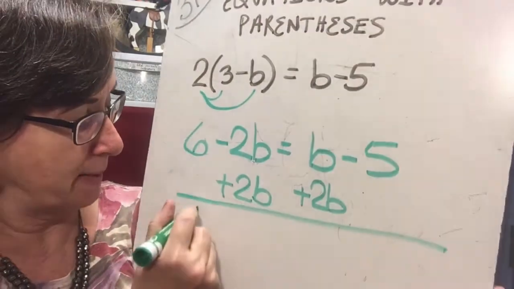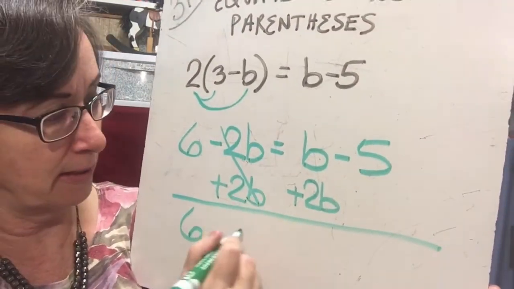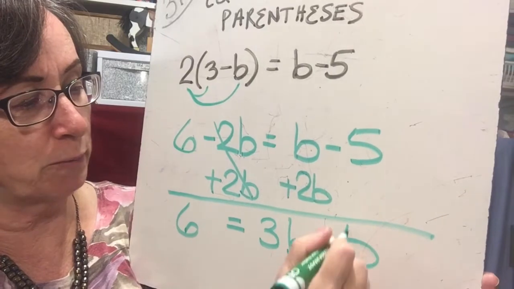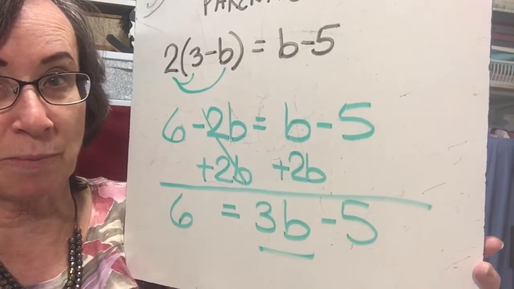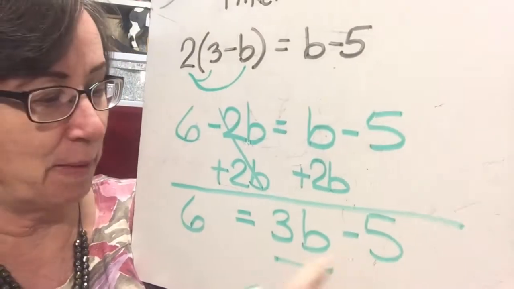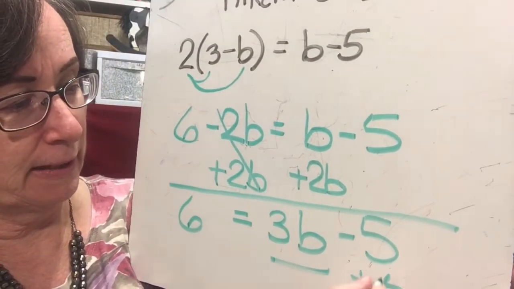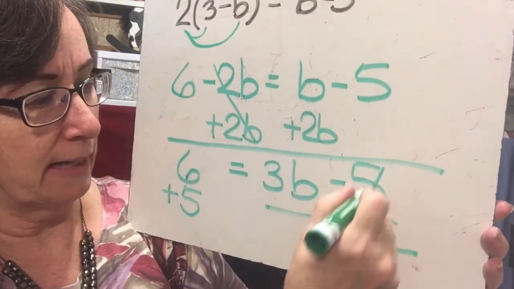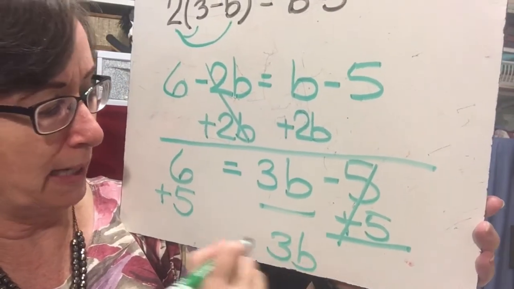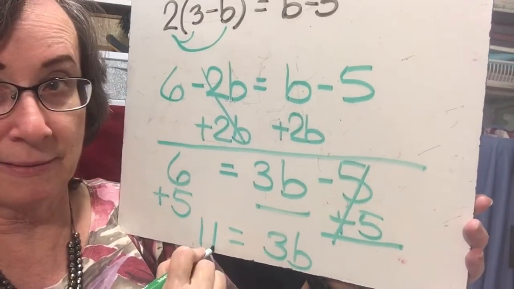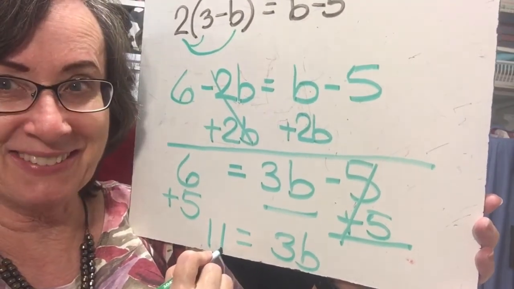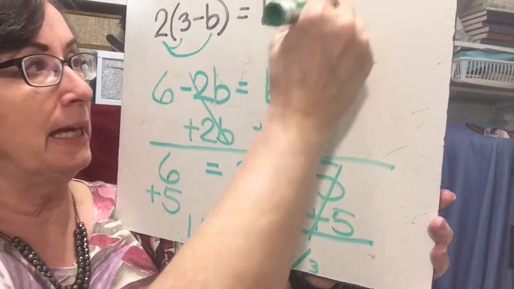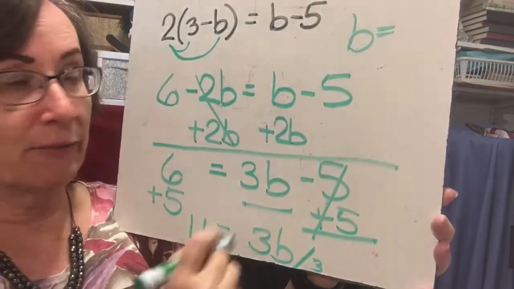So this 6 drops down, this cancels, equals 3b minus 5. Now what we're trying to do is find out what the b is. So we need to get this term by itself. We're going to add a 5 to get the 3b by itself, and add a 5. That cancels. We get 3b equals 11. Well, we don't want 3b, we want b. So we're going to divide this side by 3 and divide this side by 3. And b is equal to 11/3.